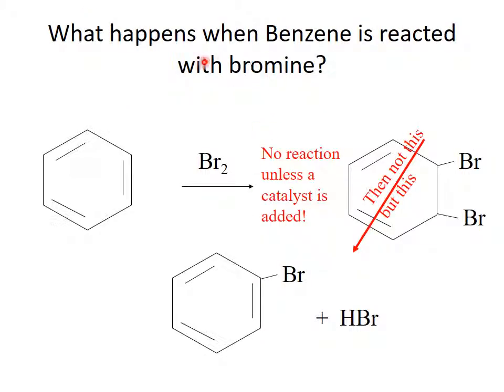So what happens when benzene is reacted with bromine? If it was a normal alkene, or just an average alkene, bromine would add across the double bond, but this does not happen. Why? It breaks its aromaticity. So what does happen? Well, if we add a catalyst, we actually get the bromine substituting the hydrogen here. So there was a hydrogen here. That hydrogen ends up attached to a bromide, and the bromine is added to the ring. So let's go and see what happens with this.